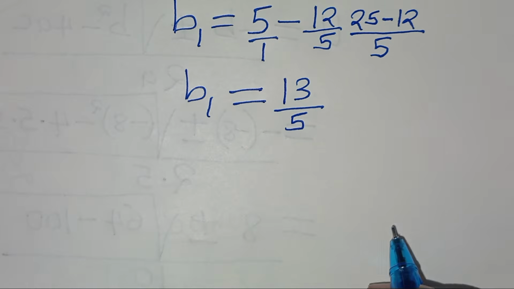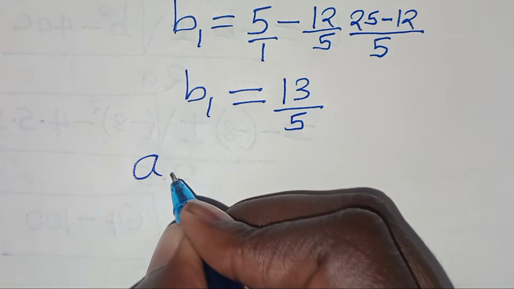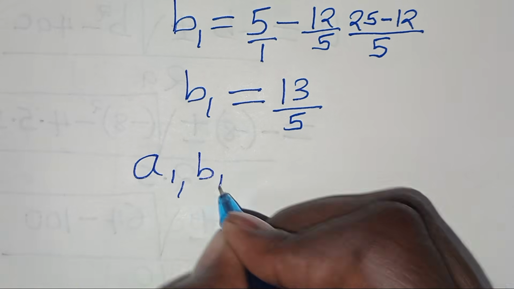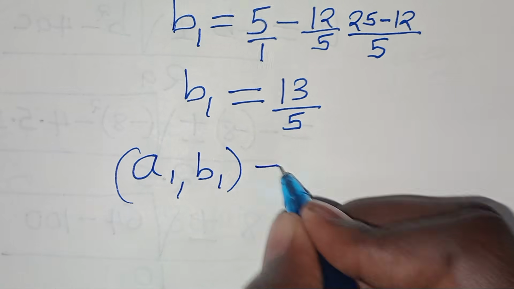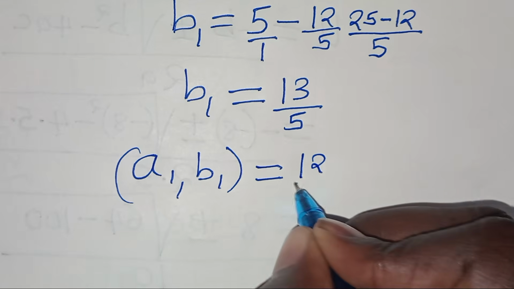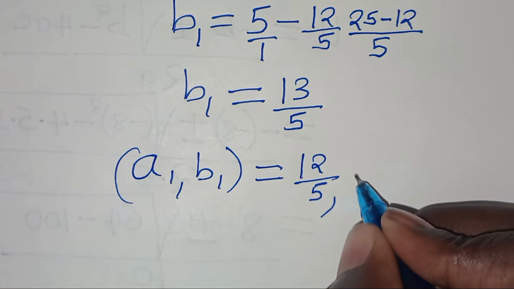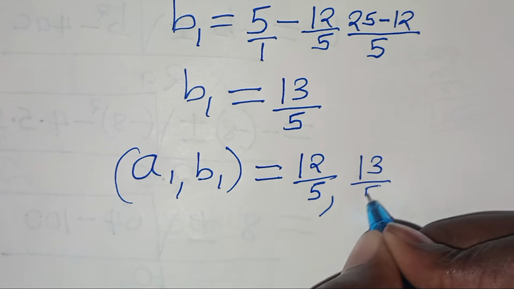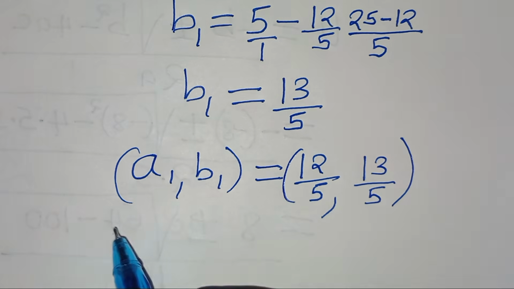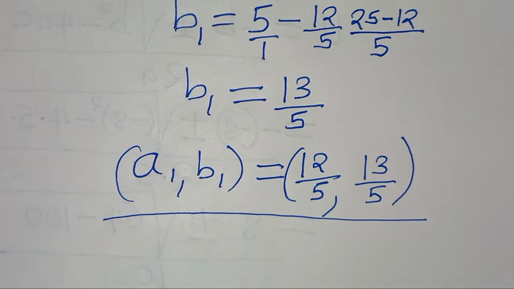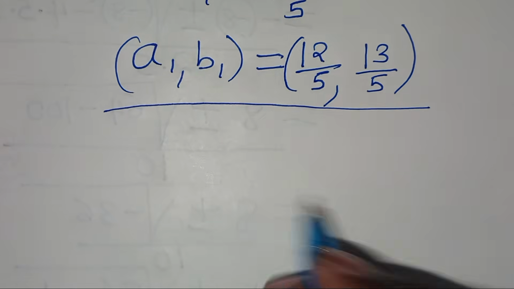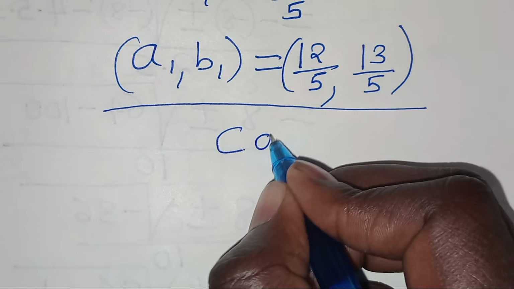So in case 1, we have the first set of solution here, a1 comma b1. This is equal to 12 over 5 comma 13 over 5. So this is the first set of solution that we have. Now let's proceed to case 2.